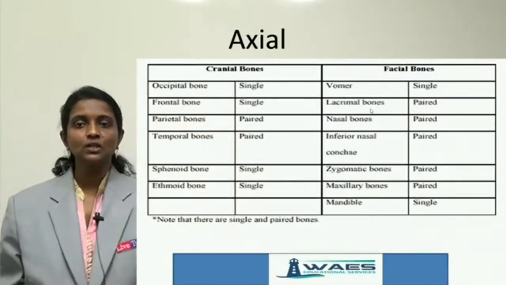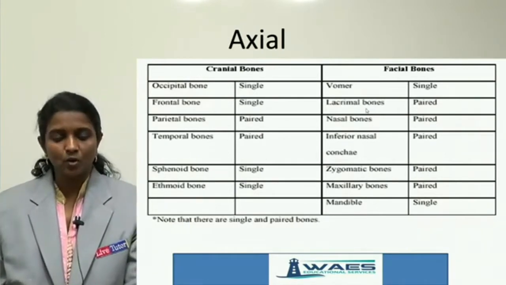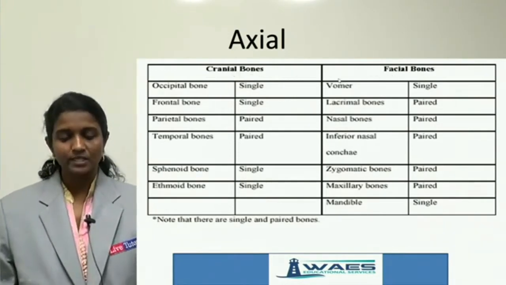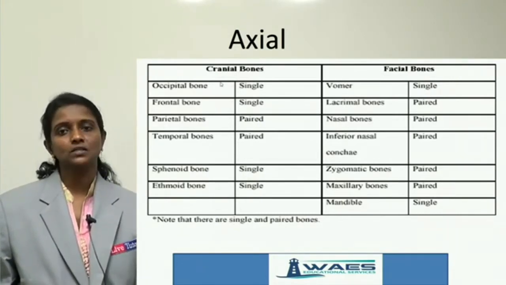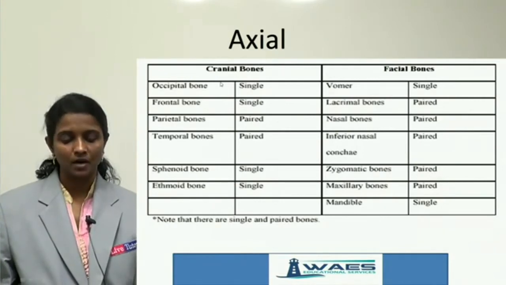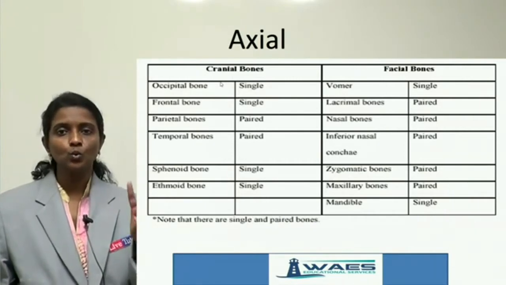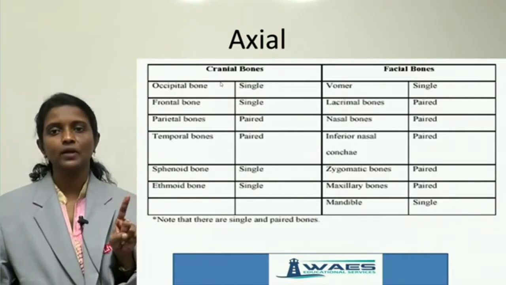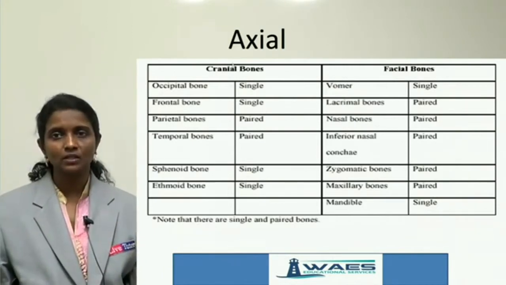So let us come to the axial skeleton. The axial skeleton is made up of 80 bones, as we already said. It is made up of two types of bones: cranial bones, and the facial bones. Shall we now list all the bones of the cranium? The bones of the cranium are 8 in number, out of which two are paired. All the rest are single bones. Only 2 of them are paired bones. Let us see what the paired bones are.